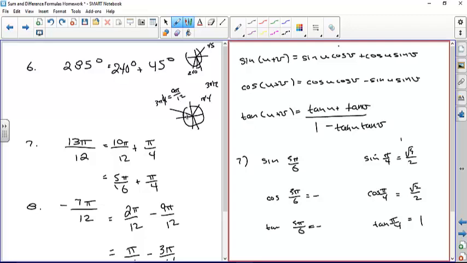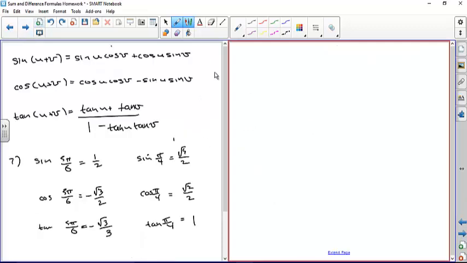The cosine is the x-coordinate, which is going to be the square root of 3 over 2, and the y-coordinate is a half. And because I'm dividing sine by cosine, I'm going to get negative the square root of 3 over 3. If these are switched, then I'd have the square root of 3. Okay, so now I can use the formulas.